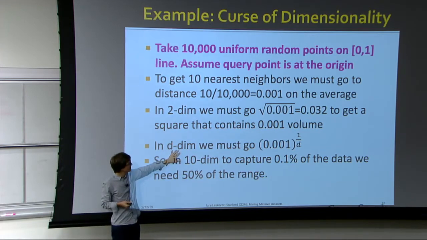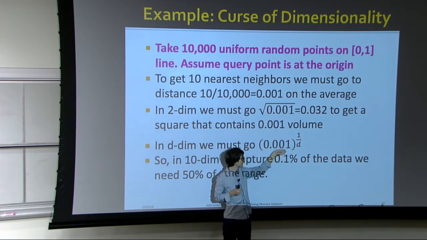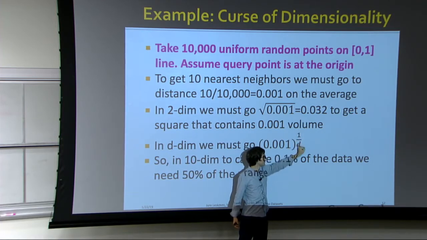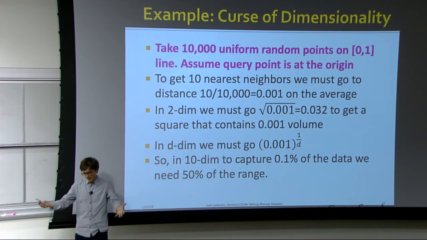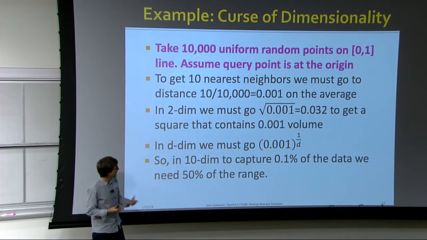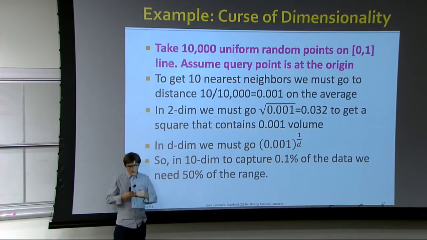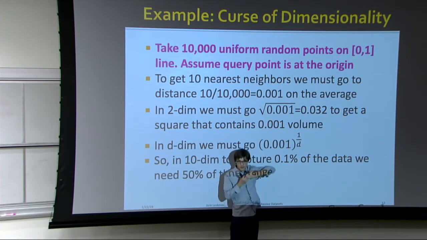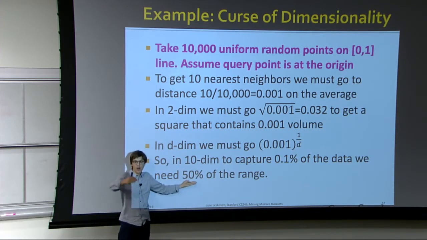And in general, if we are in d dimensions and I have 10,000 points and I want the 10 nearest ones, this is the calculation I had before in one dimension, but I now have to raise it to the power of 1 over d. So what does this mean? For example, if I have 10,000 data points spread uniformly in a 10-dimensional cube, and I want to capture the 10 nearest ones, so basically 0.1% of the data, this would mean that I have to go half of the range out from the coordinate origin. Before, we had to go a 0.001 step from the origin to get the 10 nearest ones. If I live in 10-dimensional space, I need to go half of the size of the hypercube out to get my 10 nearest neighbors.